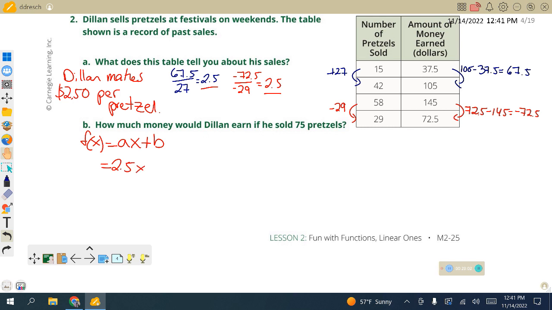Now, plus, this is where things get tricky. We're going to spend some time on it this week. I'm just going to leave it for you and say right there at that equation, f of x equals 2.5x. We're going to assume that you start off with no money. You're starting off with $0, and then you start selling pretzels at $2.50 each. With that, how much money will we make at 75 pretzels? We're selling at 2.5 each.